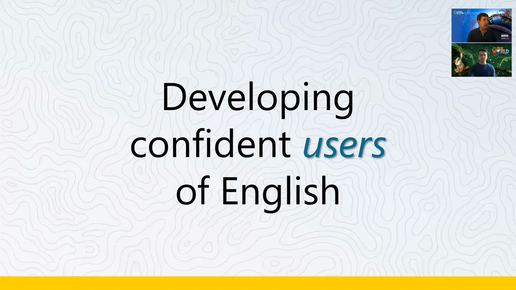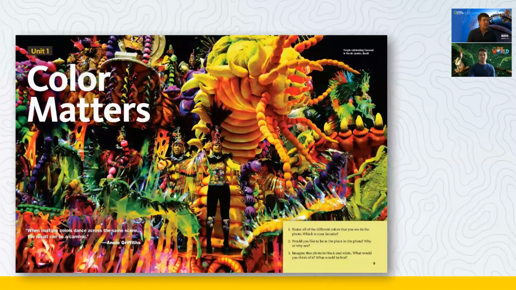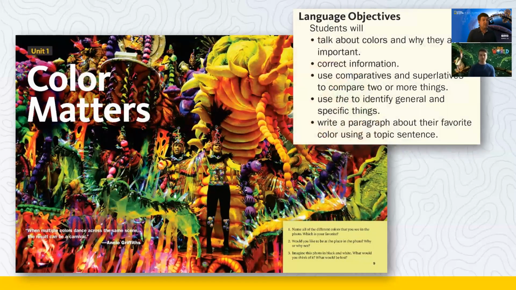Let me give you an example of what I mean by a focused language lesson that can be achieved in shorter bursts with clear language and content objectives. This is a unit from one of our programs called Impact. This is level 2 of the program, and Impact is designed for middle school age learners. Units are organized thematically, and each unit has clear language and content objectives. So in this unit, students will learn how to talk about colors, how to correct misinformation, use comparatives and superlatives, use the to identify general and specific things, and write a paragraph with a topic sentence.